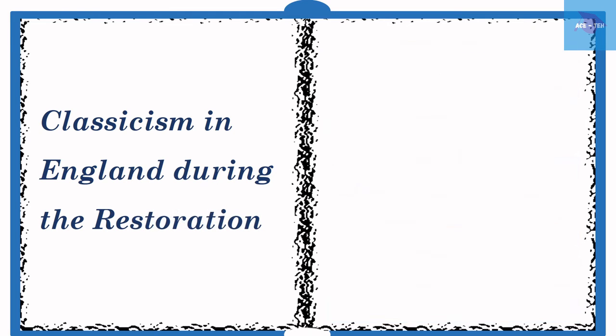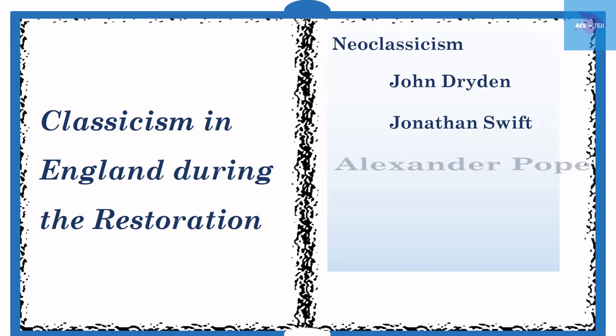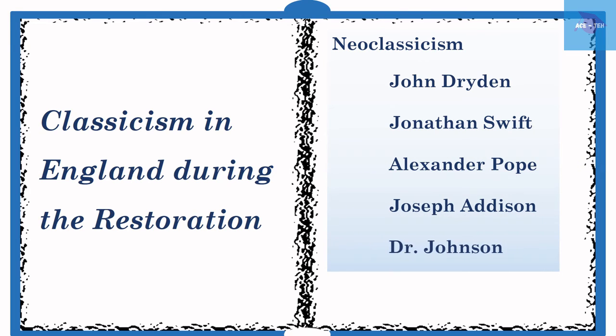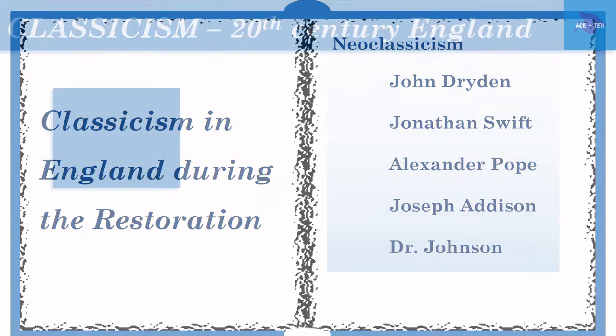Also, Classicism dominated English literature during the Restoration Age, and we named the period Neoclassicism. Major English writers who followed classical rules were Dryden, Swift, Pope, Addison, and Dr. Johnson. We know them as the neoclassical writers. We'll learn more about the neoclassical movement in another video.